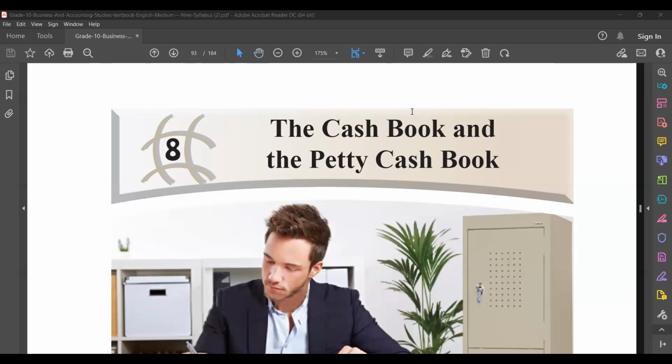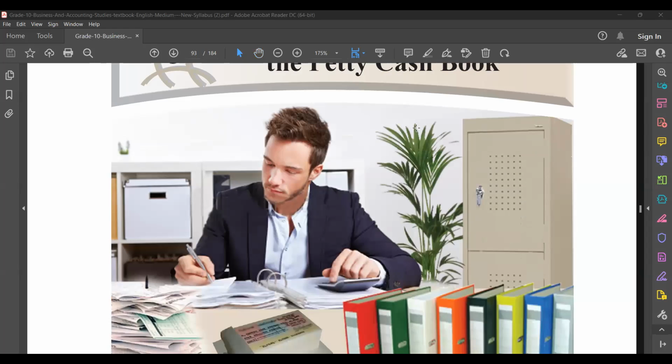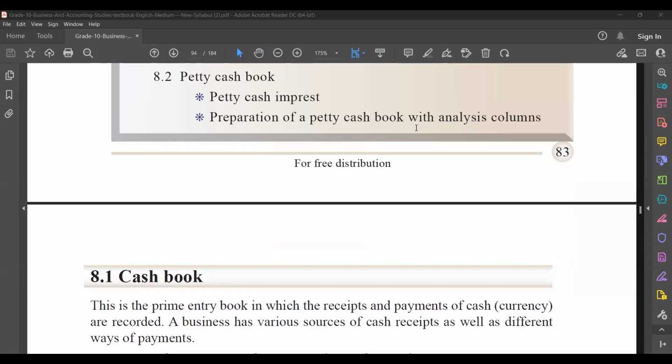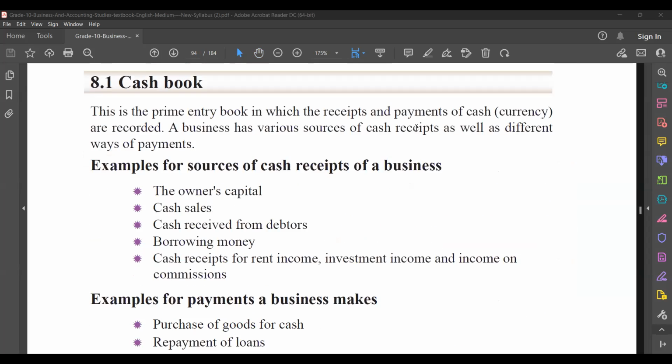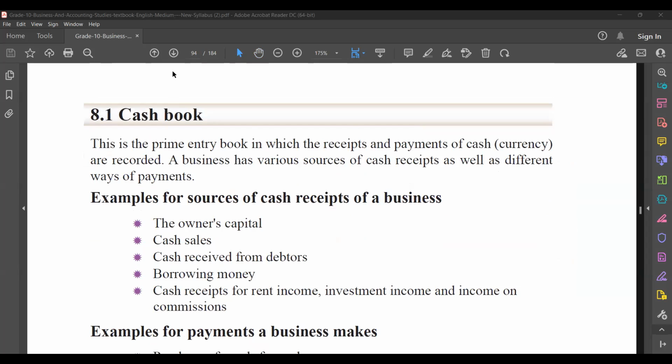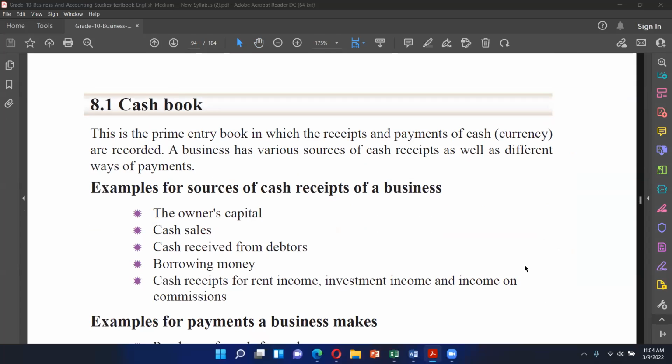Okay. So we are focusing now on chapter number 8, cash book and petty cash book. Cash book is a prime entry book as well as the ledger account where you record all cash transactions, cash you receive and cash you pay. Let's look at the examples where you receive money into the business.